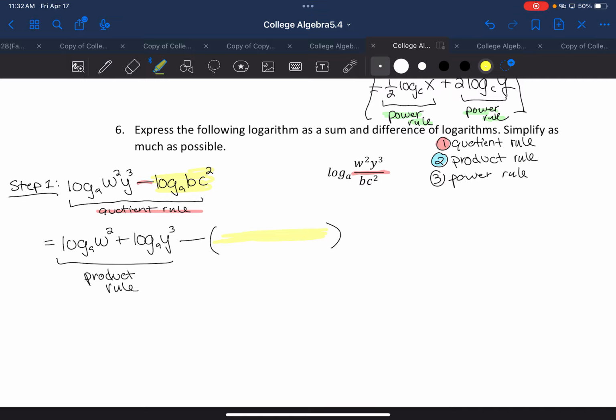So anytime that you have to use the product rule to separate into addition and there's a minus in front of that log, or in front of that term, you need to put it in parentheses. So this would become, in my parentheses, log base A of b plus log base A of c squared. And then I will eventually have to distribute that negative to both of those terms.